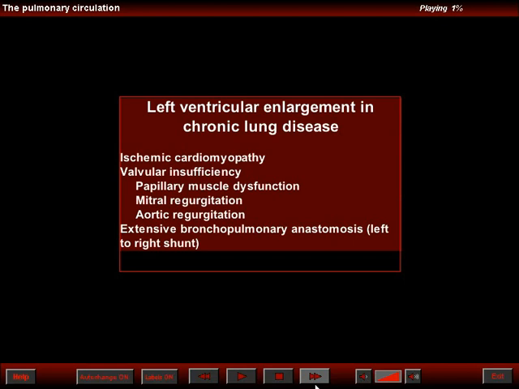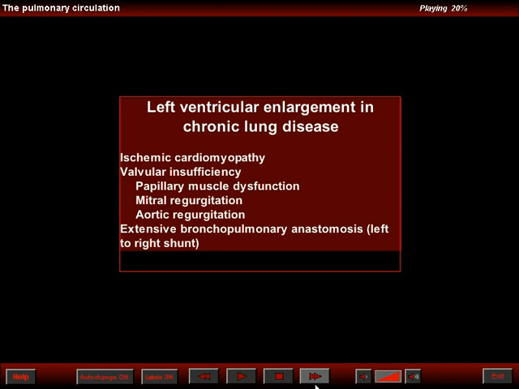Why would a patient with chronic lung disease develop left ventricular enlargement and cardiac decompensation? Well, the chronic lung disease may lead to pulmonary hypertension, but the possibilities are the following when left ventricular failure occurs in the presence of chronic lung disease.